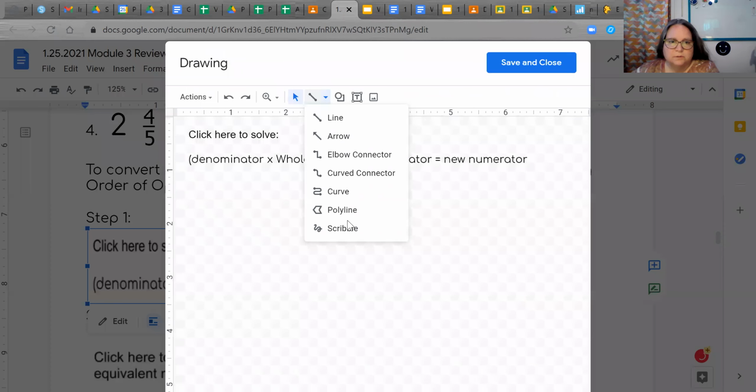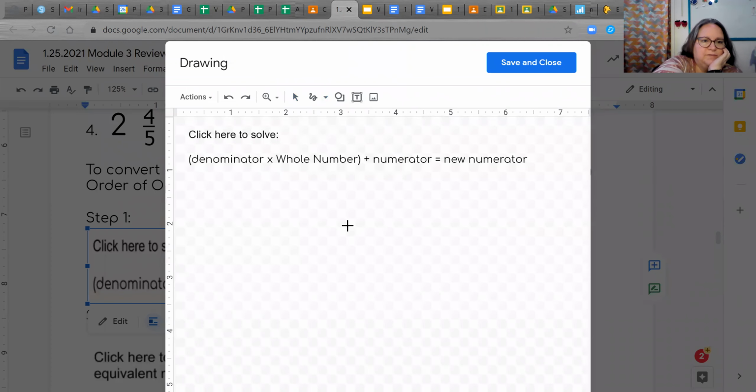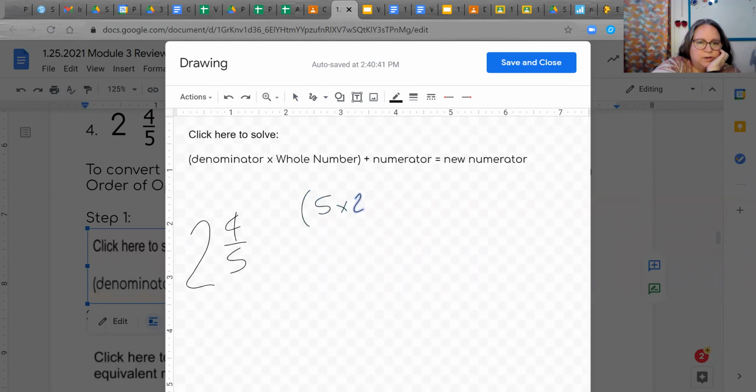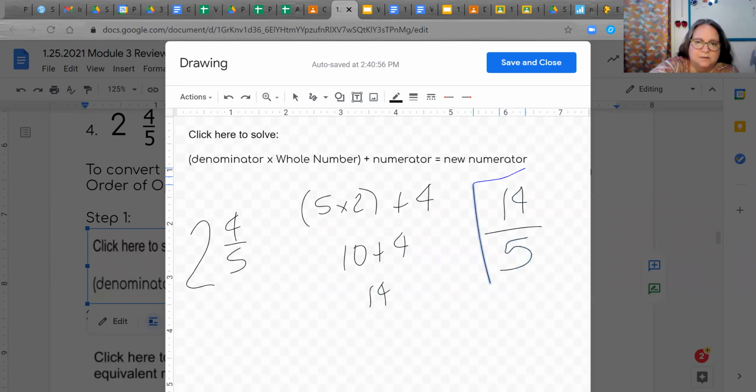We're going to scribble. We have 2 4/5. So I take the denominator, multiply the whole number, and add the numerator. 5 times 2 is 10. And I add the 4. 10 plus 4 is 14. Now I take that 14 and I put it over my denominator, which is a 5. Okay, I hit save.